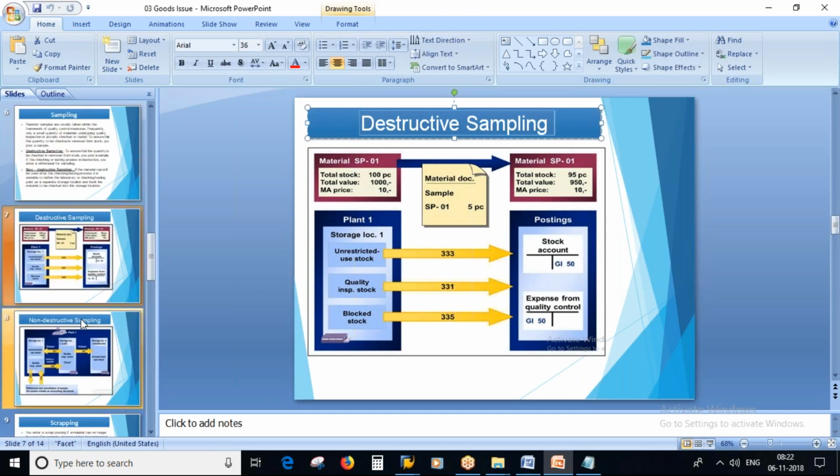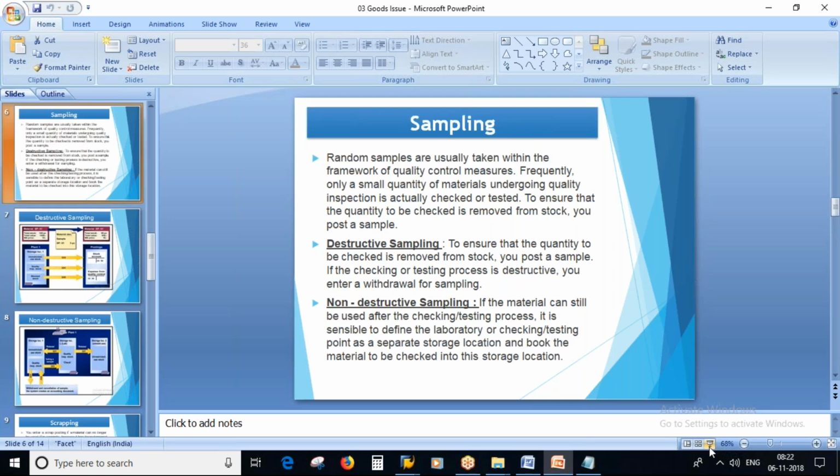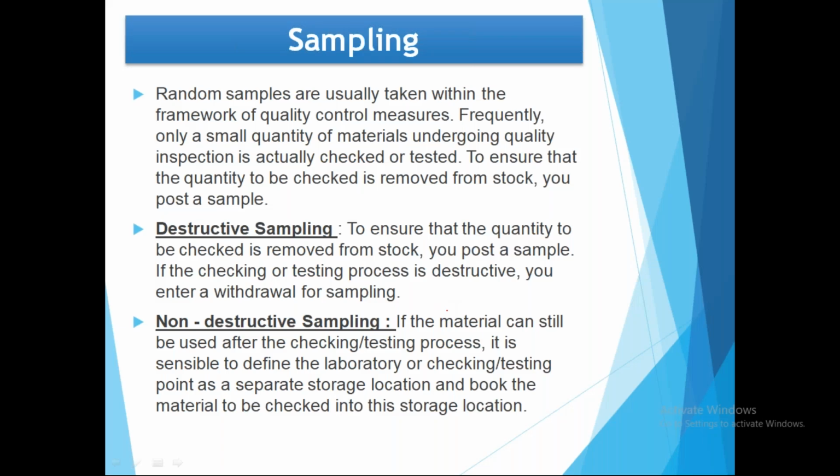Now the other one is non-destructive sampling. If the material can still be used after the checking or testing process, it is sensible to define the laboratory or checking testing point as a separate storage location and book the material to be checked into that storage location. That means during the testing process you use the stock, but that stock can still be used after the completion of testing. In that case, you go for non-destructive sampling, so that sample will not get destroyed.